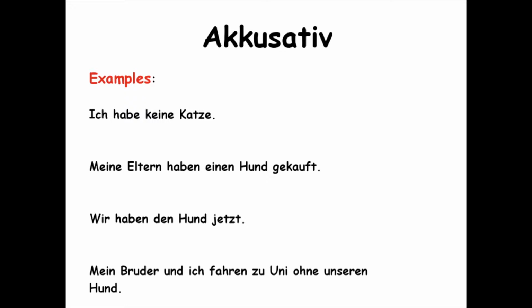Ich habe keine Katze. I don't have a cat. Now, I am the subject, ich. Katze will be in the accusative case because it is the direct object. I don't have what? I don't have a cat. That's a great way to know whether or not something is the direct object. It answers what. So, who is doing the action? I, subject. Doing what? Having. What am I having? Not a cat. That makes cat the direct object.